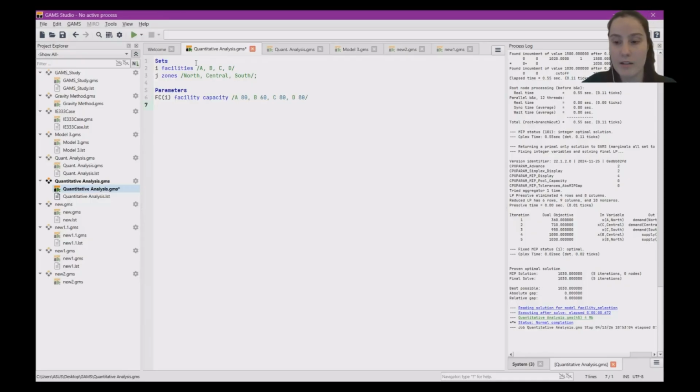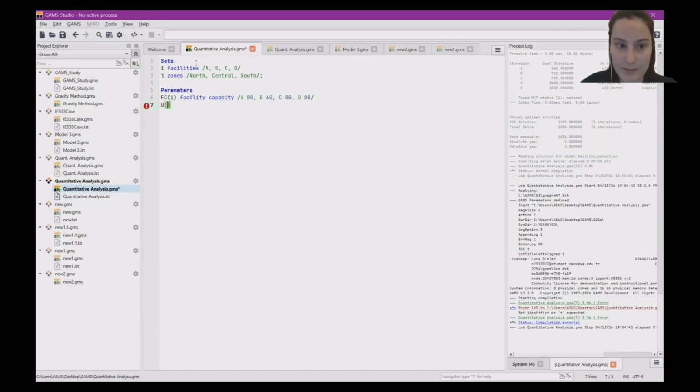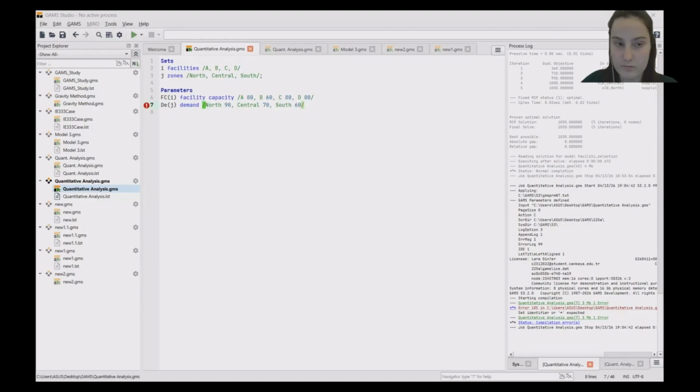Then our next parameter is the demand. Demand has to do with the zones. I'll put the E here so the system doesn't confuse it with this one maybe. What was our demand? Demand of north was 90. Demand of central is 70, and demand of south is 60. Now that we're done with our parameters, I'm going to put a semicolon here also.